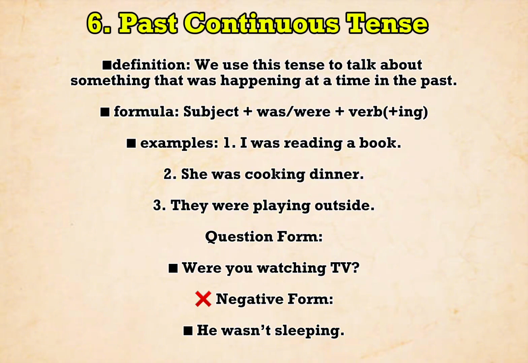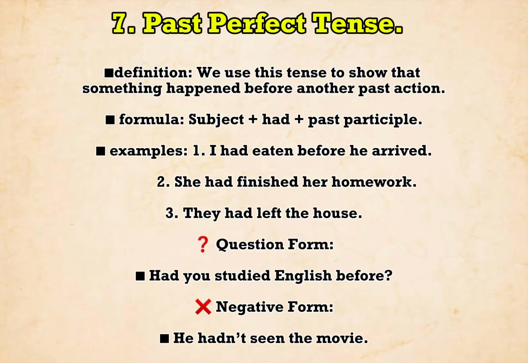3. They were playing outside. Question form: Were you watching TV? Negative form: He wasn't sleeping. 7. Past perfect tense. Definition. We use this tense to show that something happened before another past action. Formula: subject + had + past participle.